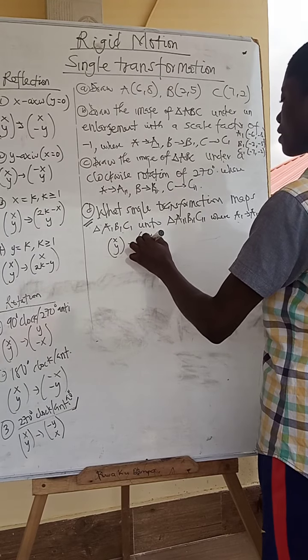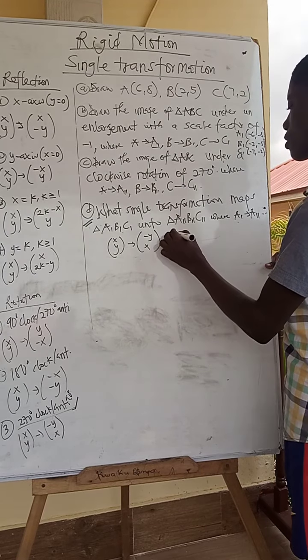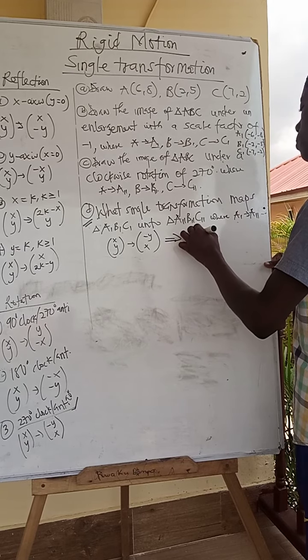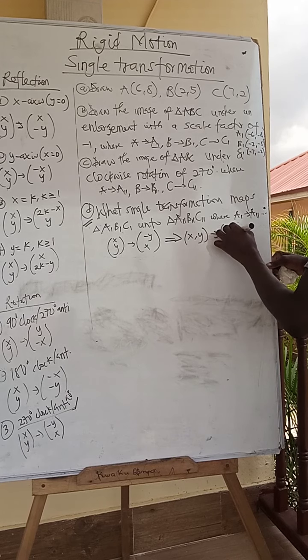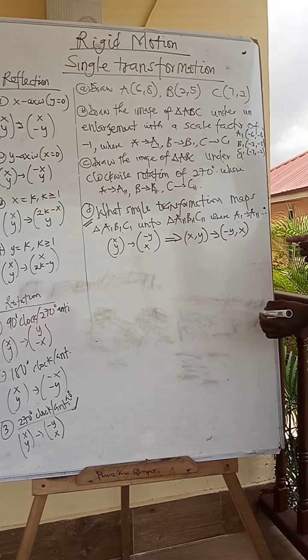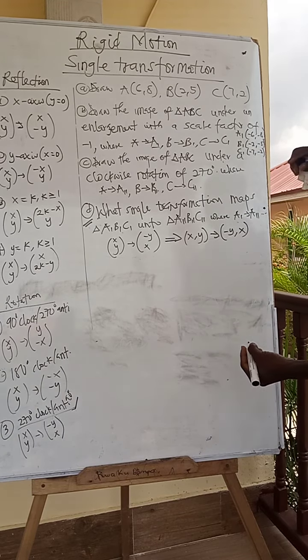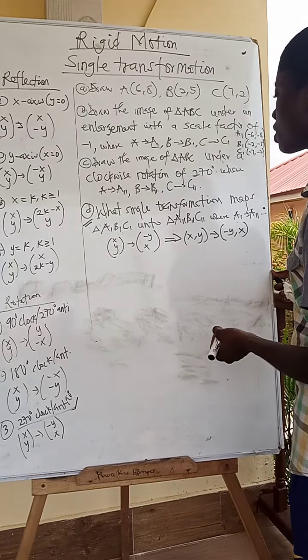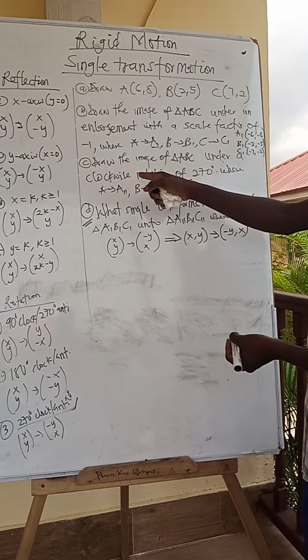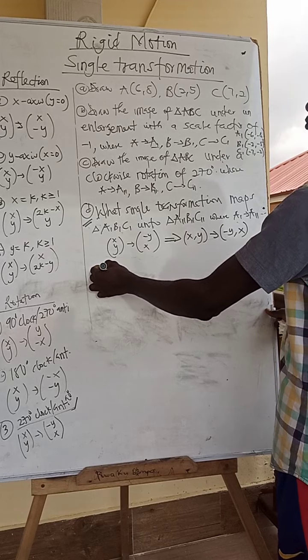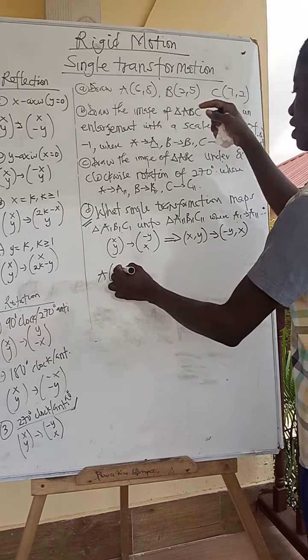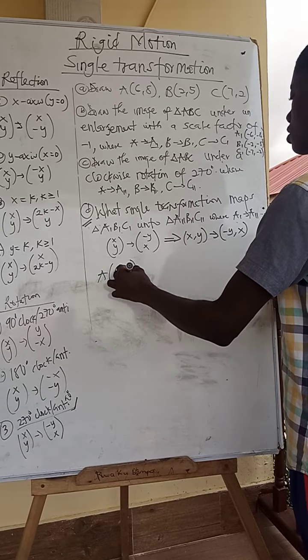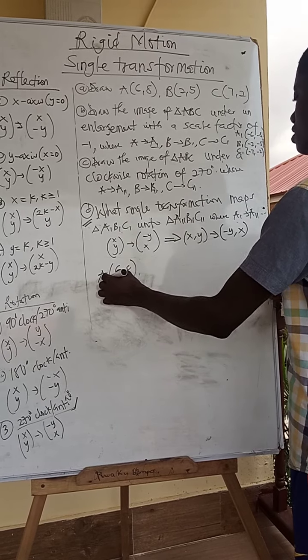Negative y, x. You can write it as (x, y) maps to (negative y, x). If you want to save space on your graph book or your exercise, here I'm just going to take the first one. Where is it? A. So instead of writing (x, y), our A is (6, 8).